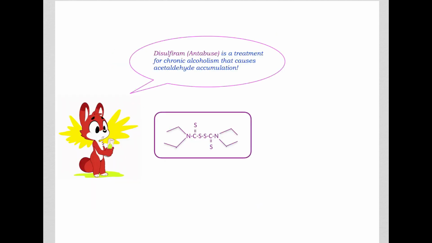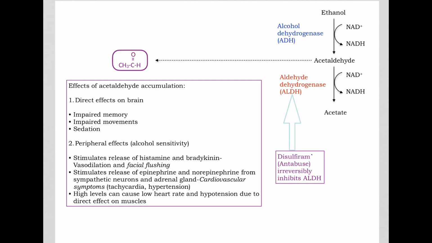There is a drug called disulfiram or Antabuse, and this drug is actually a treatment for chronic alcoholism, and basically what this drug does, it causes acetaldehyde accumulation. This drug irreversibly binds and inactivates or inhibits the enzyme aldehyde dehydrogenase, and that leads to an accumulation of acetaldehyde.